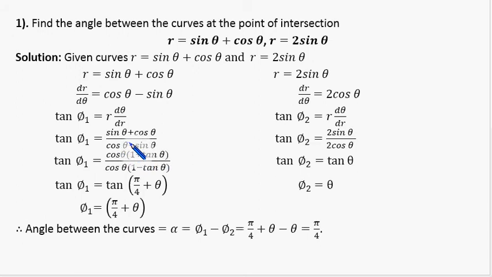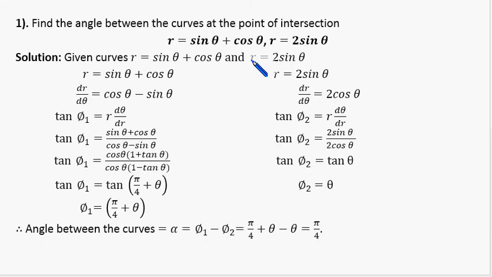Similarly, in the denominator, I take cos theta as a common factor, that is 1 minus sin theta by cos theta, that is tan theta. So the cos theta gets cancelled. In terms of 1 plus tan theta divided by 1 minus tan theta, that can be written as tan of pi by 4 plus theta. So tan gets cancelled, that is phi1 is equal to pi by 4 plus theta. That is the angle for the first curve, in terms of phi1.